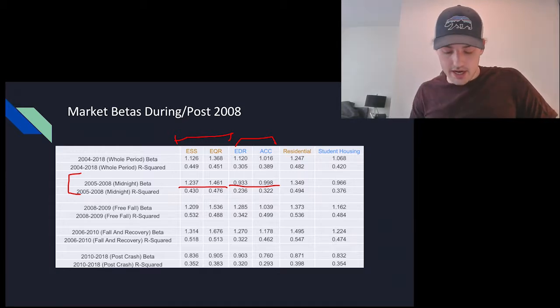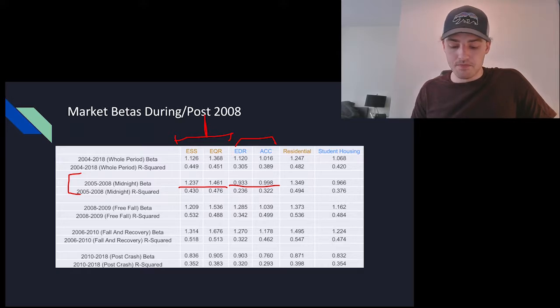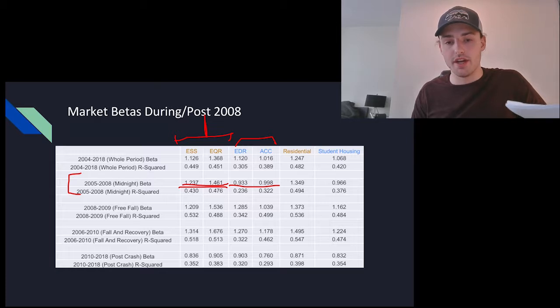So that's kind of potential reasoning from 2005 to 2008. The increased betas of residential right here potentially indicate that ESS and EQR in the residential space got overheated more significantly leading up to the housing crisis, which we'll potentially look at for evidence of it now doing a large correction afterwards.